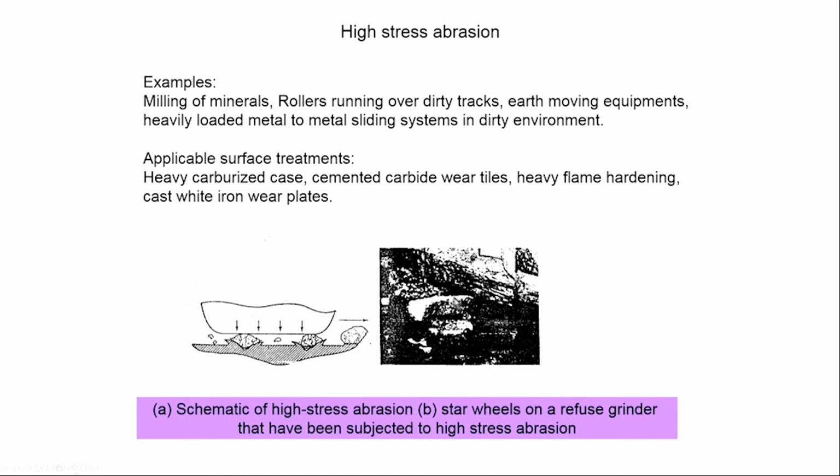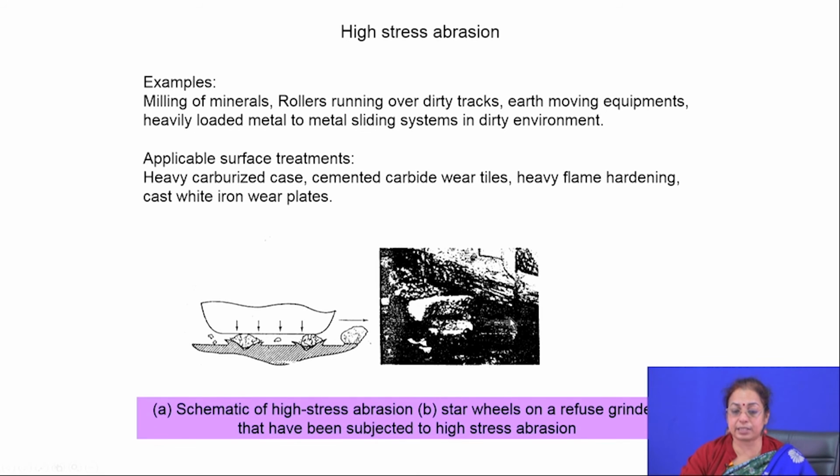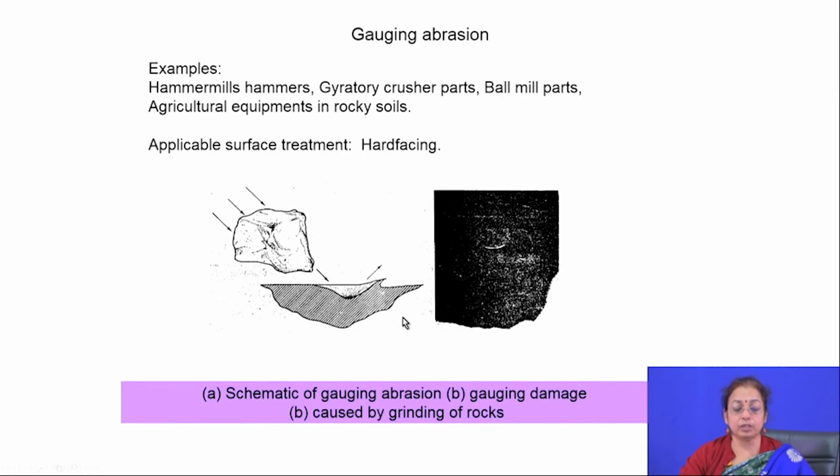By that process you will find that if you look at the characteristic features of high stress abrasion, there are scratch marks and also naturally a lot of grooves formed on the surface. These grooves give you information about the micro deformation and subsequent failure phenomena. Now, let's quickly go through another type of abrasive wear, that is gouging abrasion wear.